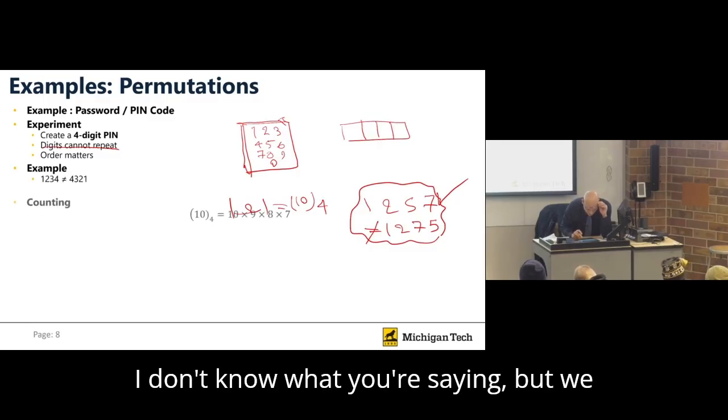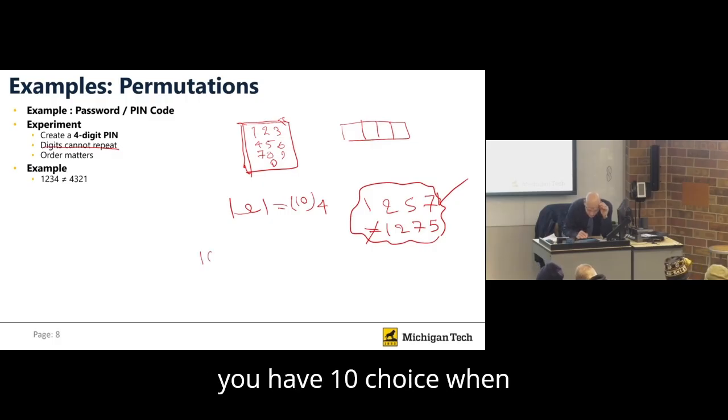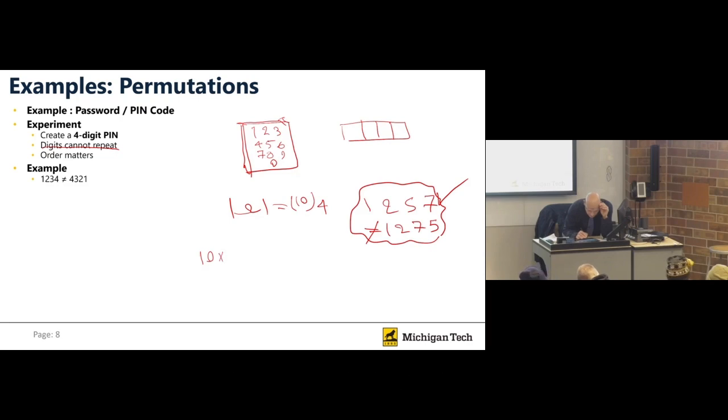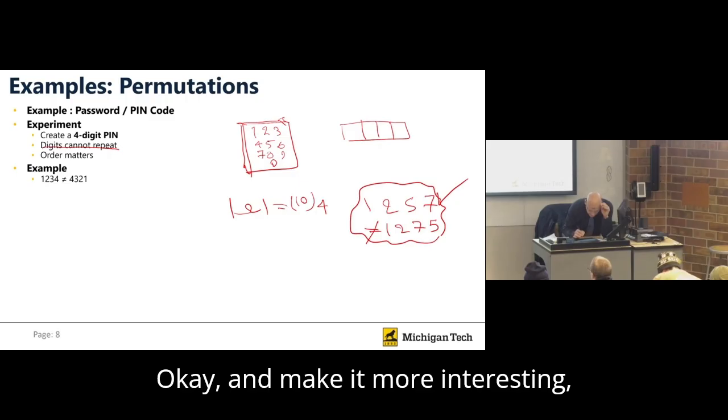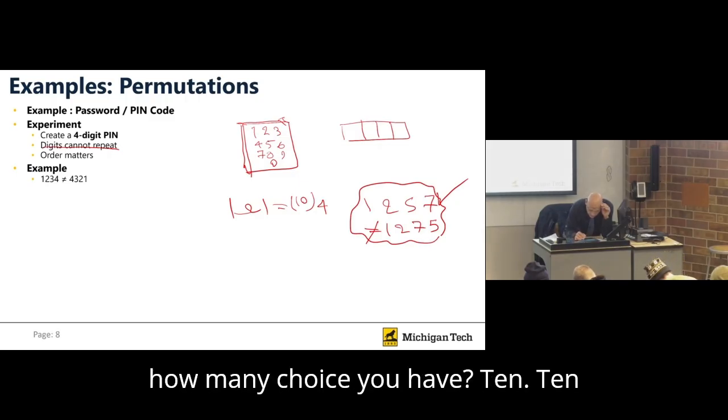I don't know what you're saying, but we can prove it. Why? Because first you have 10 choices when you choose 1. Okay, maybe I write it here. Okay, and to make it more interesting, a different color. You want to enter this. How many choices do you have?